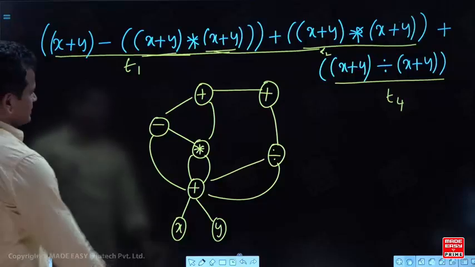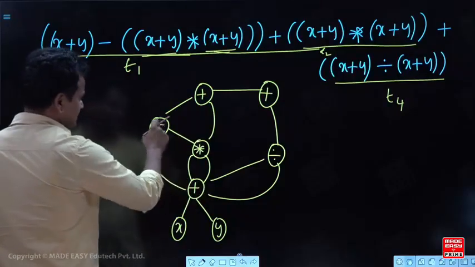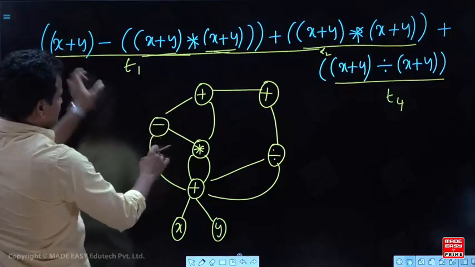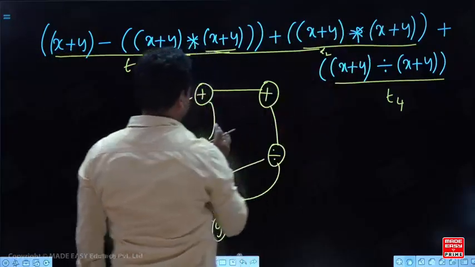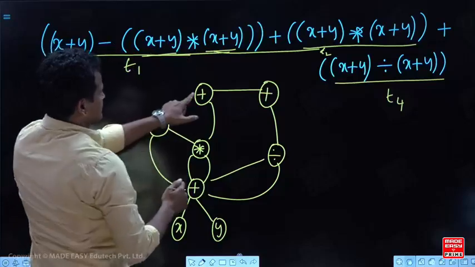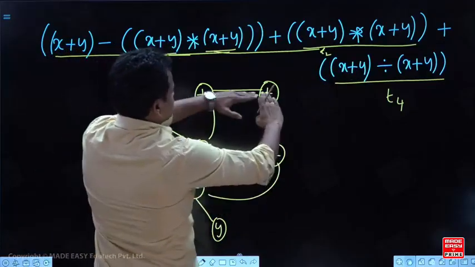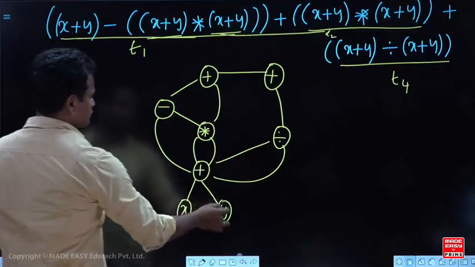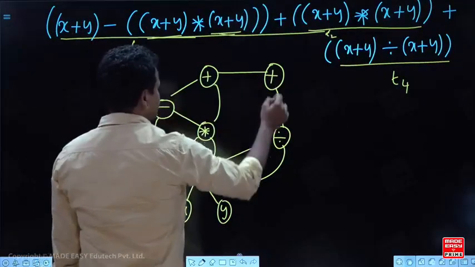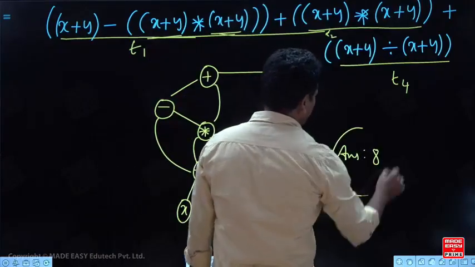Okay. So this is x plus y into x plus y, x minus y into x minus y. This is x plus y minus of this one. Then x plus y into x plus y. This will be added to this part. So this one, and x plus y divided by x plus y, this one. So this whole is added to this one. Okay. So finally you will have 8 nodes: 1, 2, 3, 4, 5, 6, 7, 8. Answer 8.